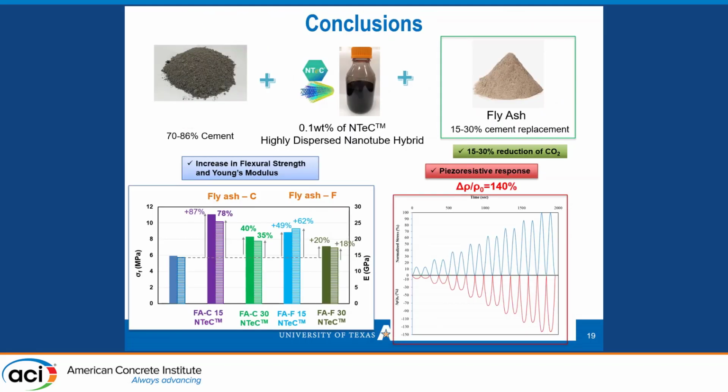The results of our research showed that we are able to develop mortars and essentially concrete with low carbon footprint by incorporating really low amounts of highly dispersed hybrid nanotube materials. Here I'm showing a graph of the mechanical properties for the fly ash mortars, and we observed a really high increase in their flexural strength and Young's modulus, up to 87% and 78% respectively.